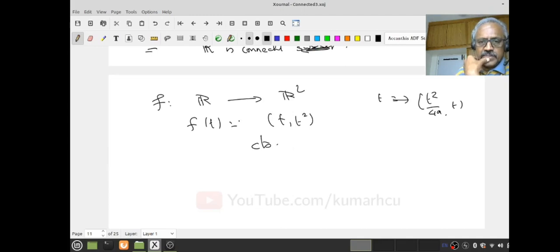Why is it continuous? Because you must have seen that a function from R to R2 is continuous if and only if the component functions, that is f1 of t is t, f2 of t is t squared, are continuous, right? Therefore, this is continuous, and the image is the parabola.